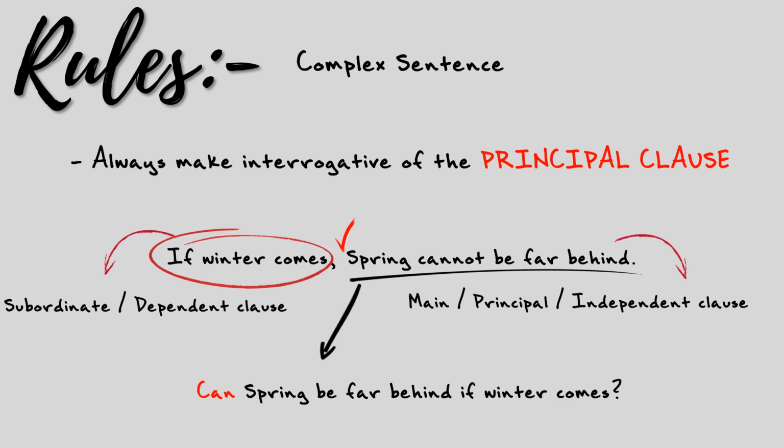You must remember that wherever the independent clause is, whether it is in the beginning or at the end, we must make the interrogative sentence from the beginning. So that's why here the "spring cannot be far behind" clause is at the end, but we start doing the interrogative sentence from the very beginning.